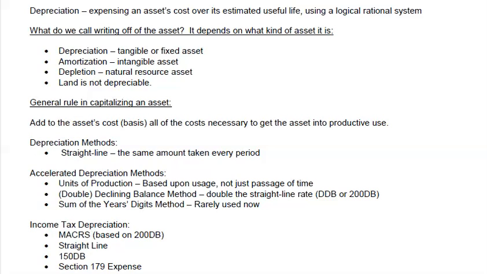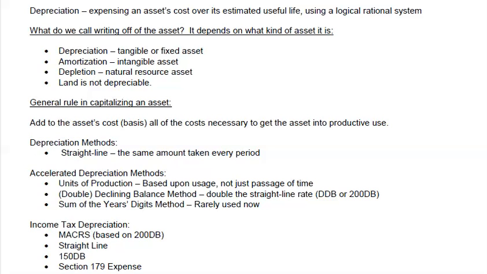But anyway, we're writing off an asset over its estimated useful life. And don't forget, if it's a tangible or fixed asset, you call it depreciation. If we're writing off an intangible asset like goodwill or a patent or a trademark, that's considered amortization. Most of the time, with an intangible asset like goodwill, we write it off straight line over its estimated useful life.